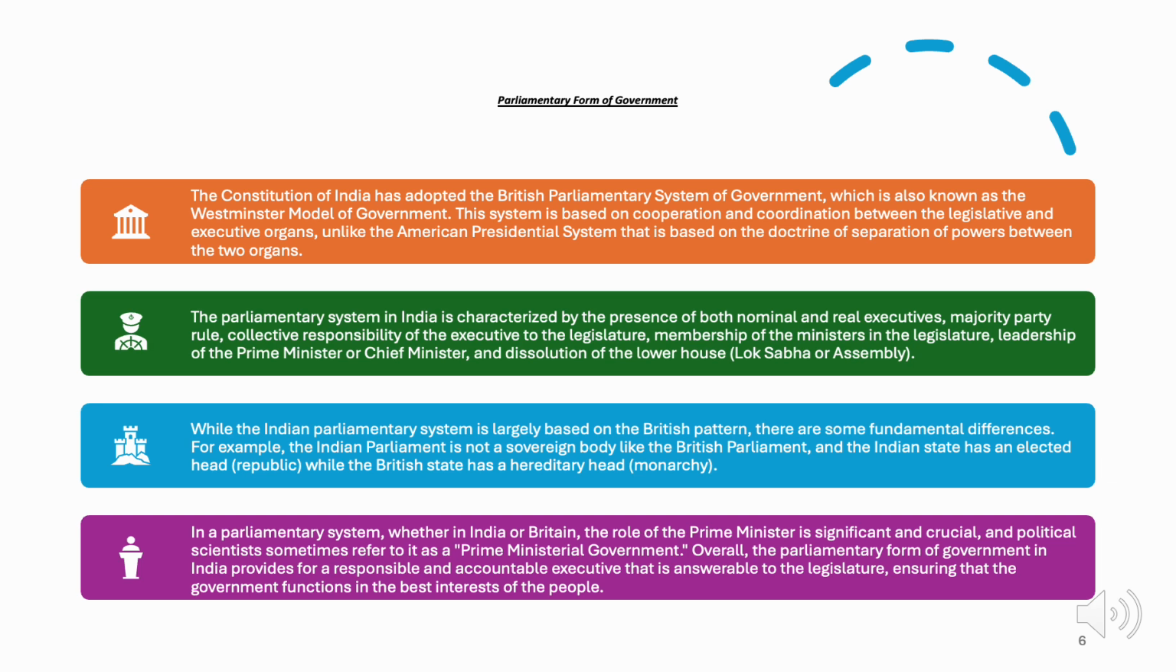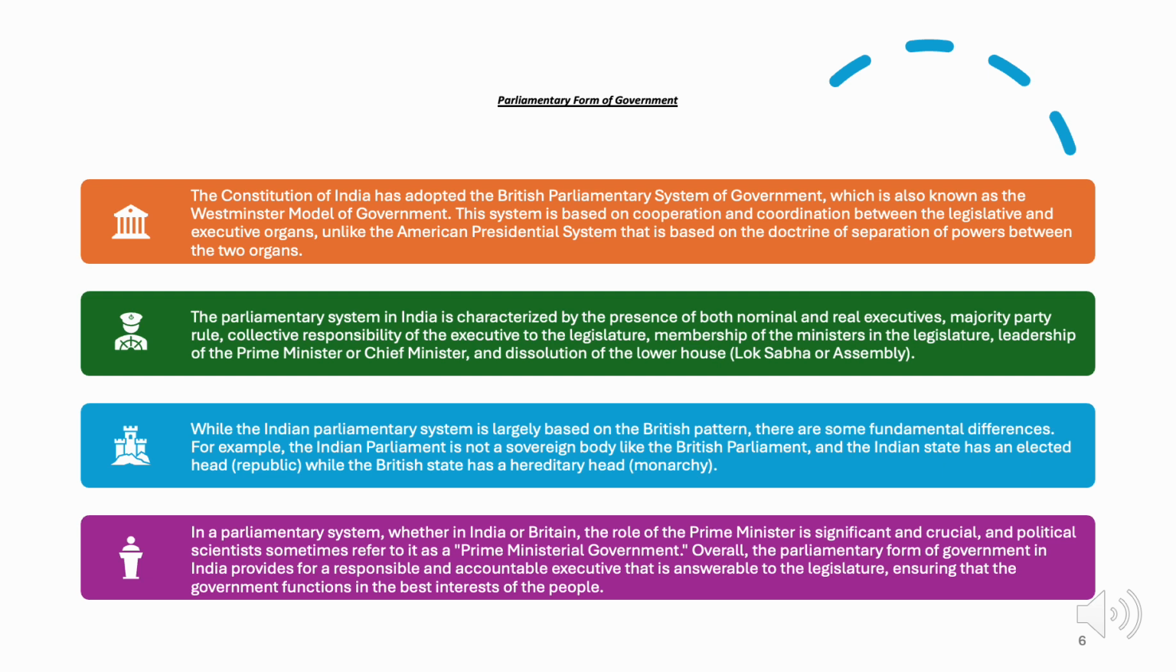The parliamentary system in India is characterized by the presence of both nominal and real executives, majority party rule, collective responsibility of the executive to the legislature, membership of the ministers in the legislature, leadership of the prime minister or chief minister, and dissolution of the lower house, Lok Sabha or assembly. While the Indian parliamentary system is largely based on the British pattern, there are some fundamental differences. For example, the Indian Parliament is not a sovereign body like the British Parliament, and the Indian state has an elected head, republic, while the British state has a hereditary head, monarchy.